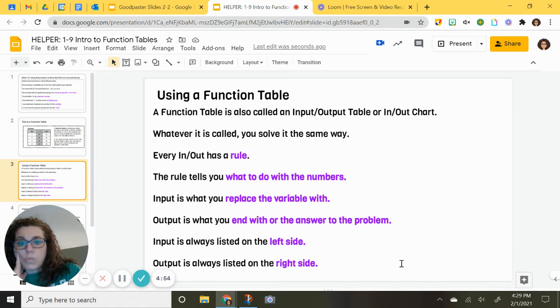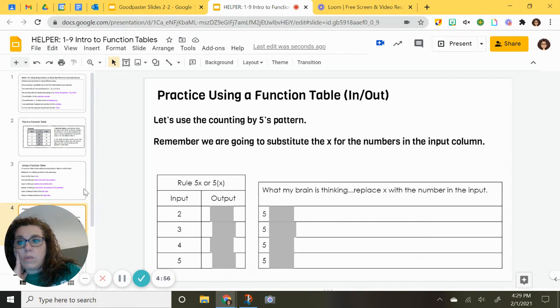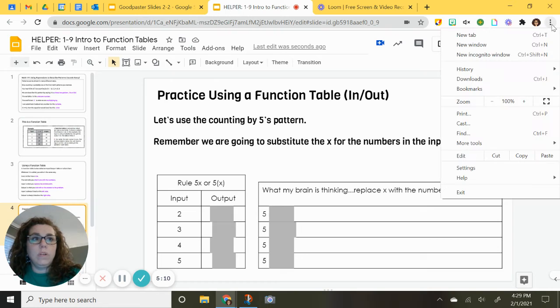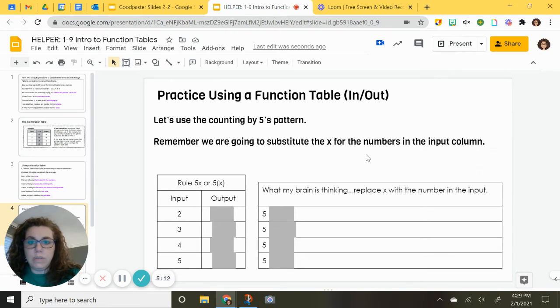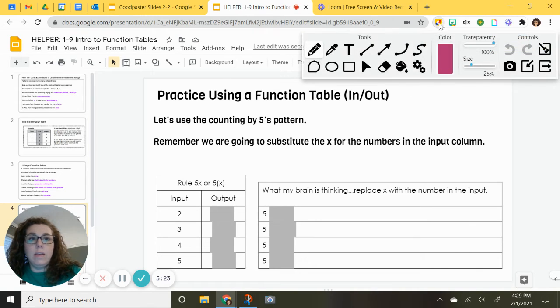Let's go on. So let's practice function tables, but instead of the times 2 pattern, we're going to do a 5s pattern. So remember, we are going to substitute the x for the numbers in the input column. Make sure everything's okay. So here at the top, it says my rule. My rule is 5x, or a different way to write it. So what I'm thinking here is I'm taking 5 times whatever is the variable.